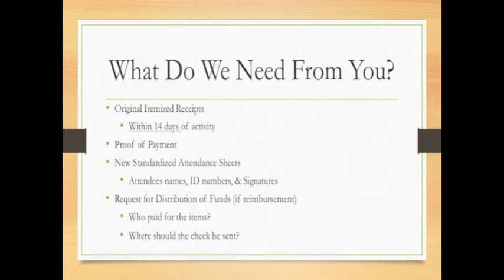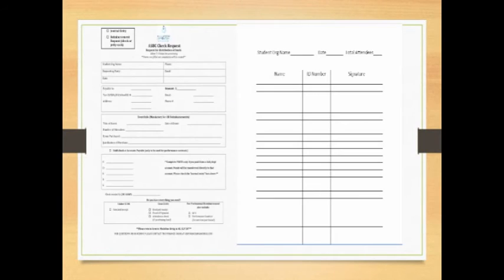For total purchases over $100, you will also need to provide proof of payment like a bank statement or a copy of the credit card used and attendance sheets. These sheets will require the attendees' names, ID numbers, and signatures. If you're just filling out a reimbursement form, you will need to identify who paid for the items and where the check should be sent. Here's an example of a reimbursement form that is located on the AS website as well as in SLP 307. Here's also an example of an attendance sheet that is required.